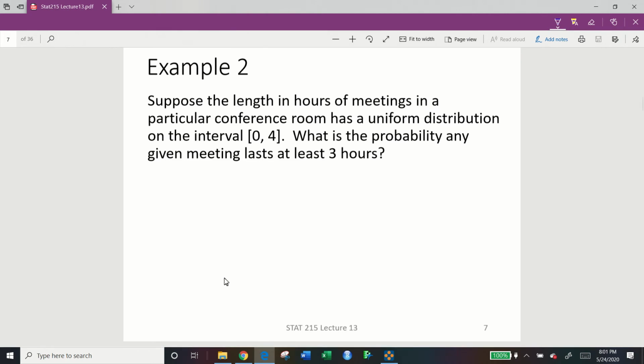Let's take a look at a second example. Suppose the length in hours of meetings in a particular conference room has a uniform distribution on the interval from 0 to 4. What is the probability any given meeting lasts at least 3 hours? We know that our f of x is equal to 1 over b minus a. In this case, it would be 1 over 4 minus 0, which equals 1/4 on our bounds from 0 to 4, and 0 otherwise.